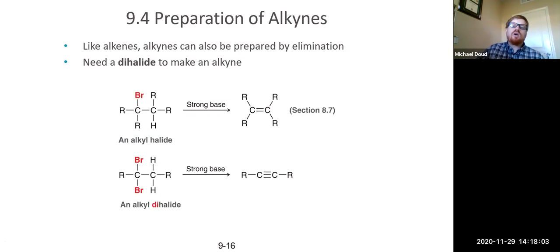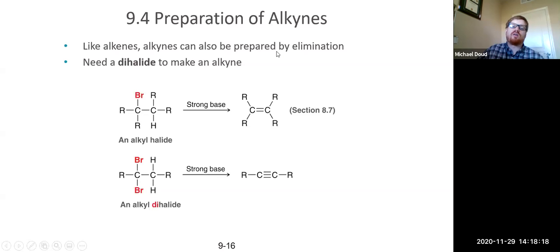Okay, so that's one of the main reactions. And we'll talk about what you can do with the acetylide ion later in the chapter. There's a particular type of reaction that's very important. But for now, let's talk about how you can actually make alkynes.